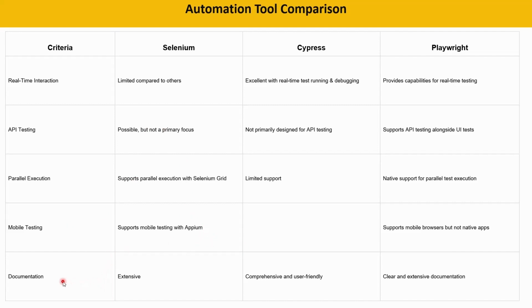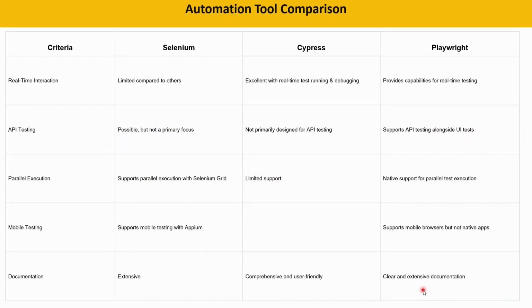From the documentation perspective, Selenium is in a better form. Cypress is comprehensive and user-friendly, and Playwright has clear and extensive documentation. But again, as I said, in my experience there is still a lot of content which Microsoft needs to add, to help the community and test engineers understand the capability of Playwright in more detail. Thank you so much for watching this session.